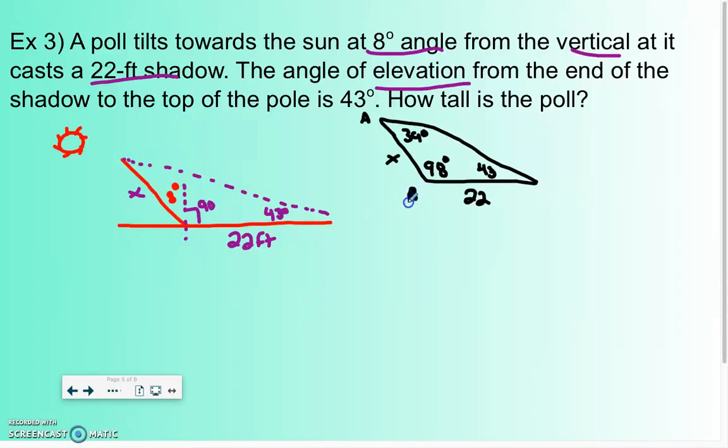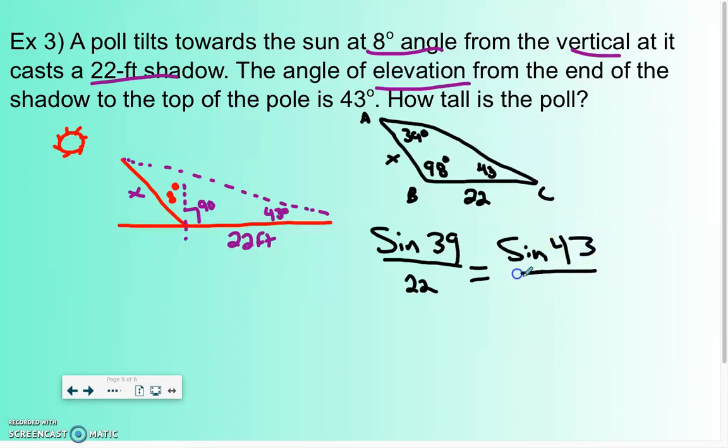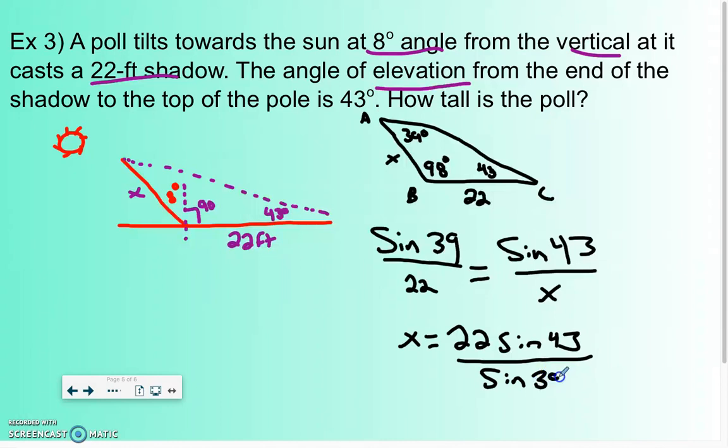You can label it A, B, C, or any letters you want. But now since I have an angle and a side length that match, it's easier for us to find out how tall the pole is, because now I can go sine of 39 over 22 is equal to sine of 43 over x. And when you solve for x, your exact value should be 22 sine of 43 all divided by sine of 39.